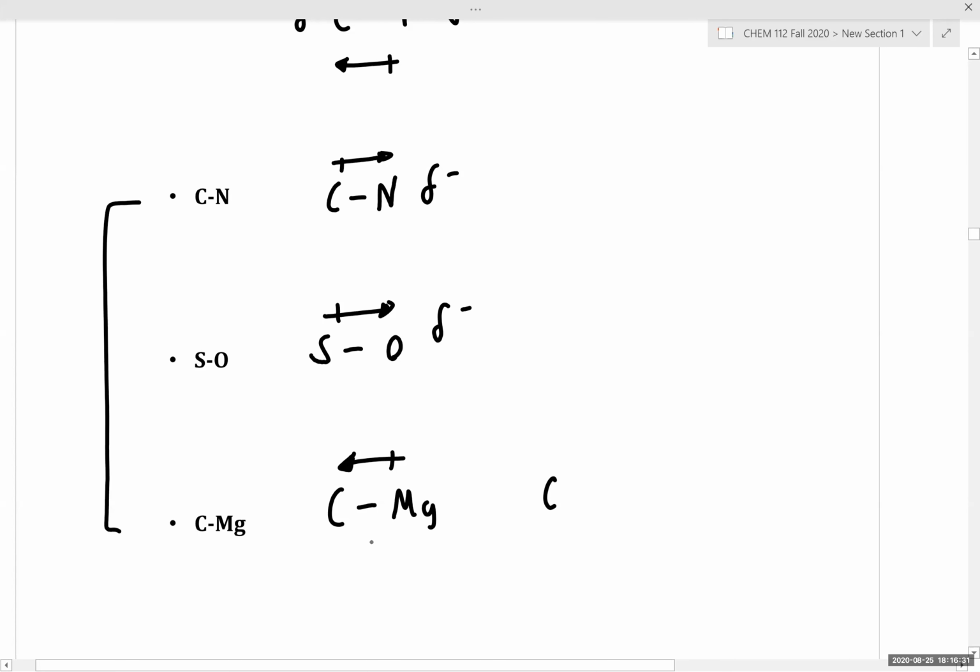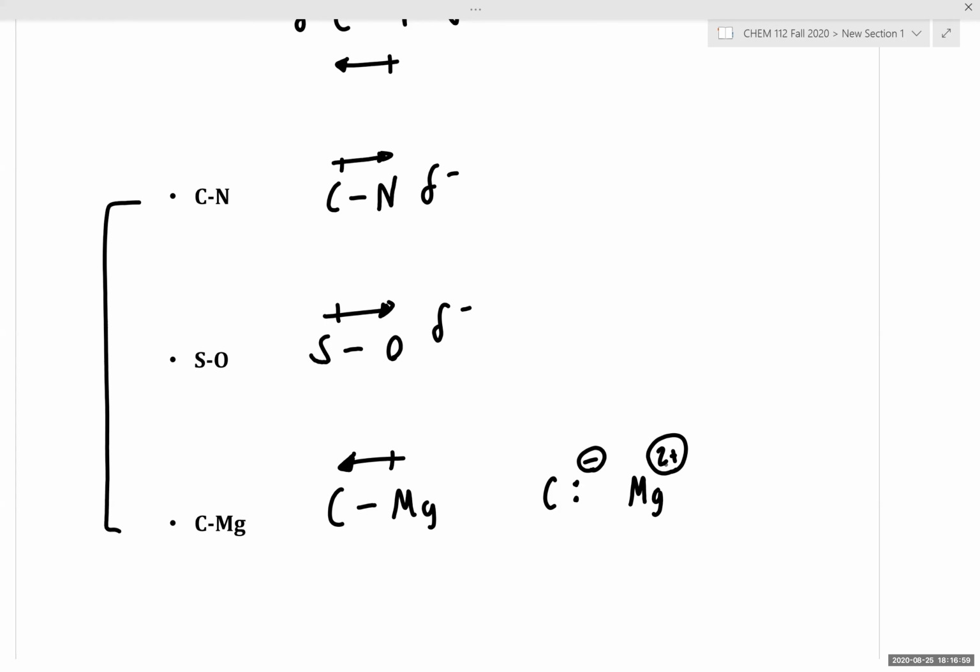In reality, this isn't a formal covalent bond. It can best be thought of as an ionic pairing between a carbon anion and a magnesium cation. Does this example make sense to everyone? Does this look familiar from general chemistry? Yeah.